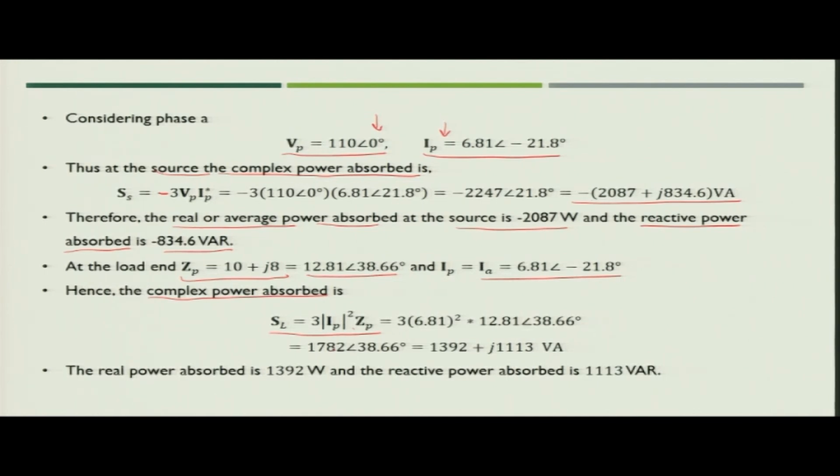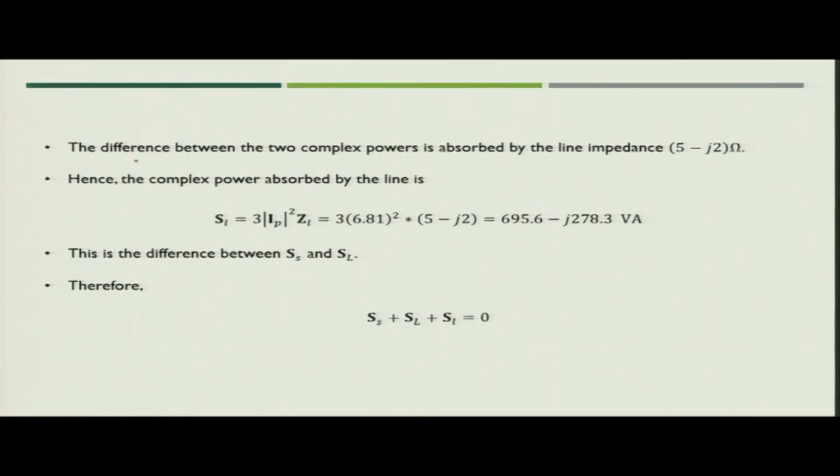So, you get SL is nothing but 1392 plus j times 1113 volt ampere. So, what you can write? The real power absorbed by the load is 1392 watt, and the reactive power absorbed by the load is 1113 VAR. Now, the difference between two complex powers is absorbed by the line impedance, that means the power supplied by the source minus power absorbed by the load.